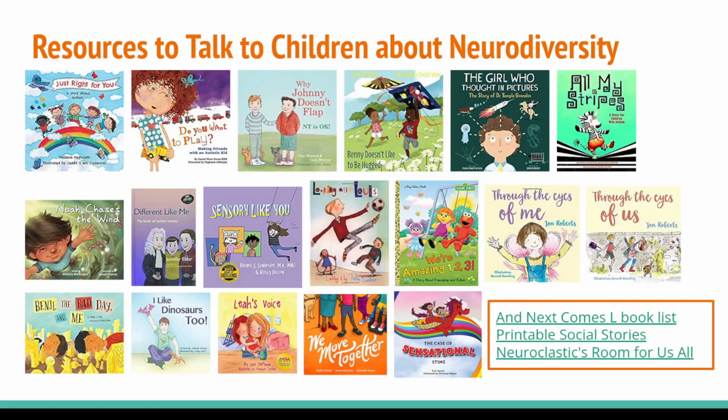I personally love using books to do this. That way you don't have to reinvent the wheel or feel like you're stumbling. The book creates a nice script for you, and a lot of kids enjoy either listening to books or reading books to an adult. So I just created a list here, and it's based off of a website called And Next Comes L. So most of the images on this slide are from her book list of Neurodiversity Affirming book recommendations, and she did a really nice job.